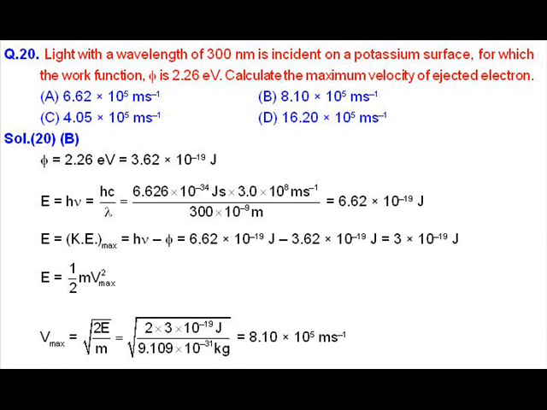Substituting all the given values, we will get the maximum kinetic energy as 3 into 10 raised to the power minus 19 joule. Now we know that kinetic energy is given as half m v square, so maximum kinetic energy is half m vmax square. Solving for vmax, we get vmax as under root 2 E by m. Substituting all the values, we will get the maximum velocity as 8.1 into 10 raised to the power 5 meter per second.